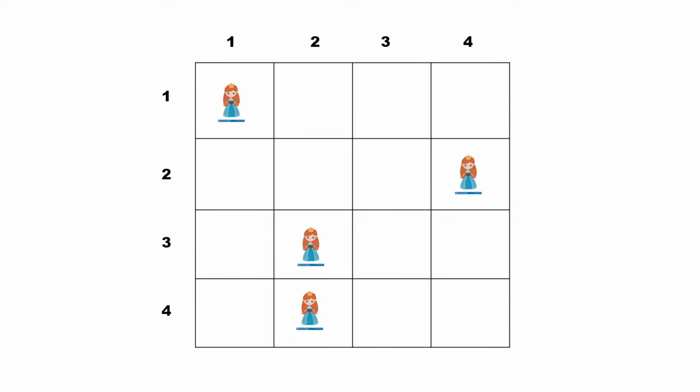Increment the column. Is this okay? No, they fall on the same column. Not okay. What to do? Increment the column. Is this okay? No, they fall on the same diagonal. What to do? Increment. Is this okay? No, not okay. They fall on the same column. Therefore, what to do? Increment. Is this okay? No, not at all. Queen cannot go outside the chessboard.